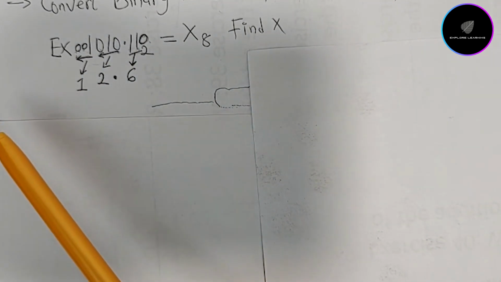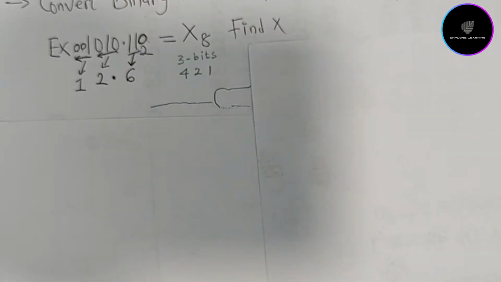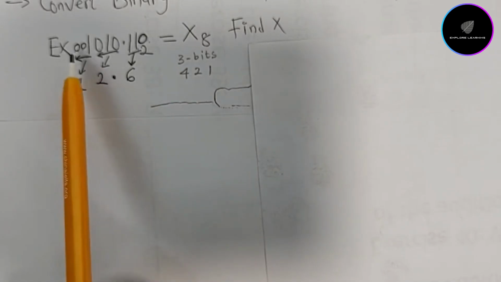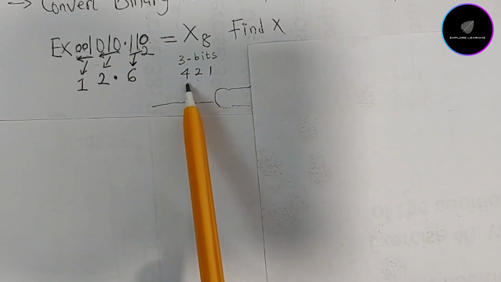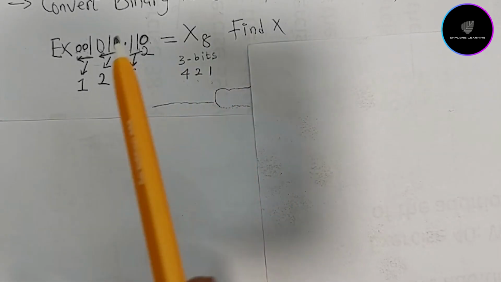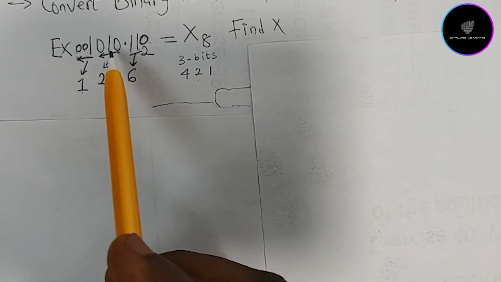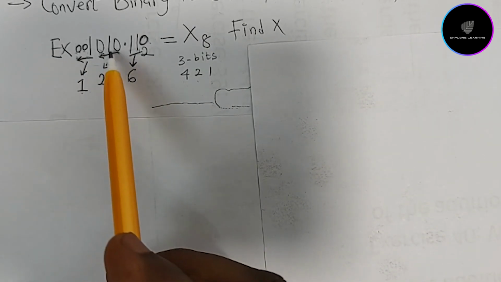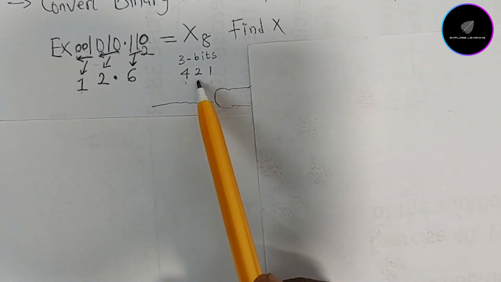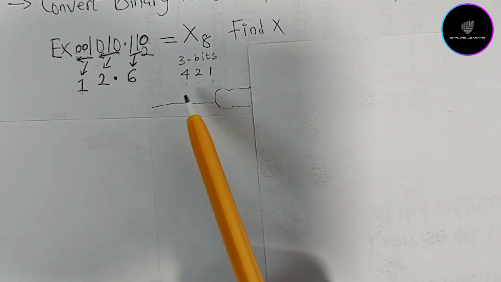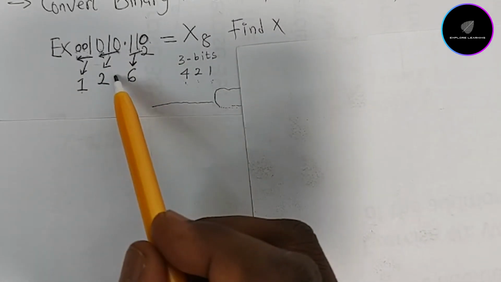So we need to decode these binary bits. In this case, 0, 0, 1 is going to represent 1. So that is why we have 1 representing this first group. Now for the second group, we have 0, 1, 0. If you check this code, when you have 0, 1, 0, the value is going to be 2, and that is why we have 2 representing this group.